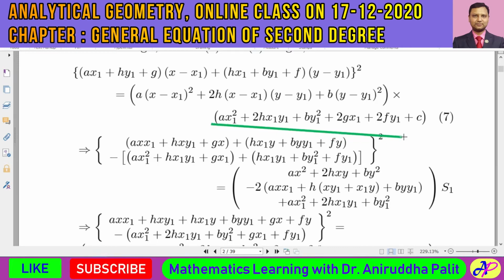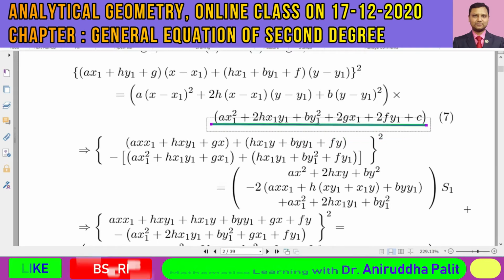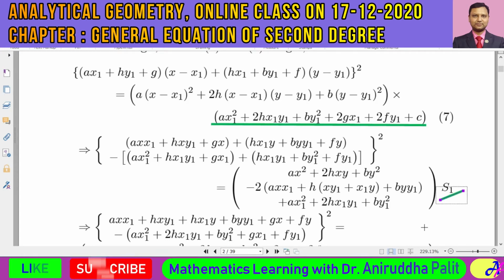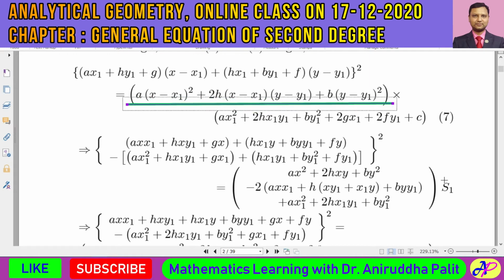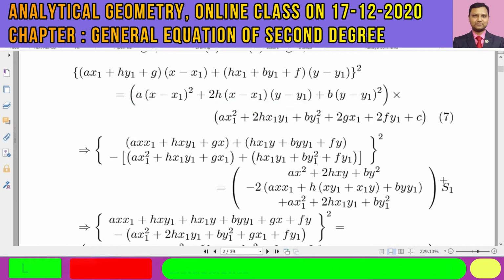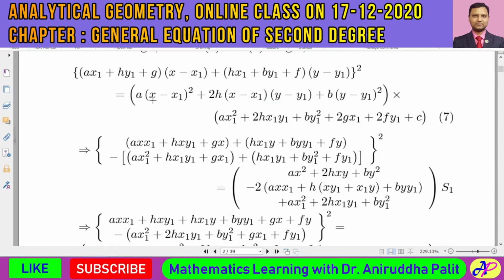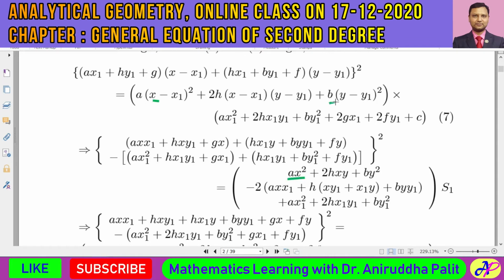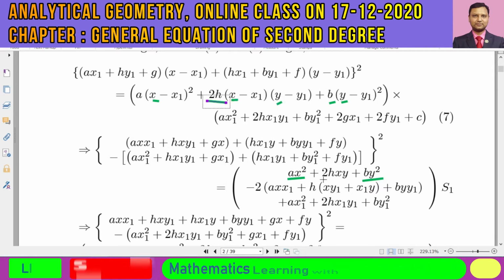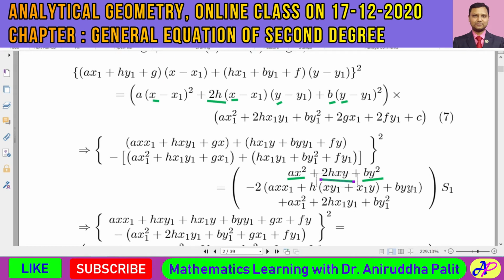What is this? This is our S1. This is the expression of S1, so I'm writing it as S1. Now the expression inside this bracket, I am writing elaborately, just making a group: a x square, this is the group of a x square. Similarly, b y square, and the xy related term, x multiplied by y multiplied by twice h, would give us twice h xy.